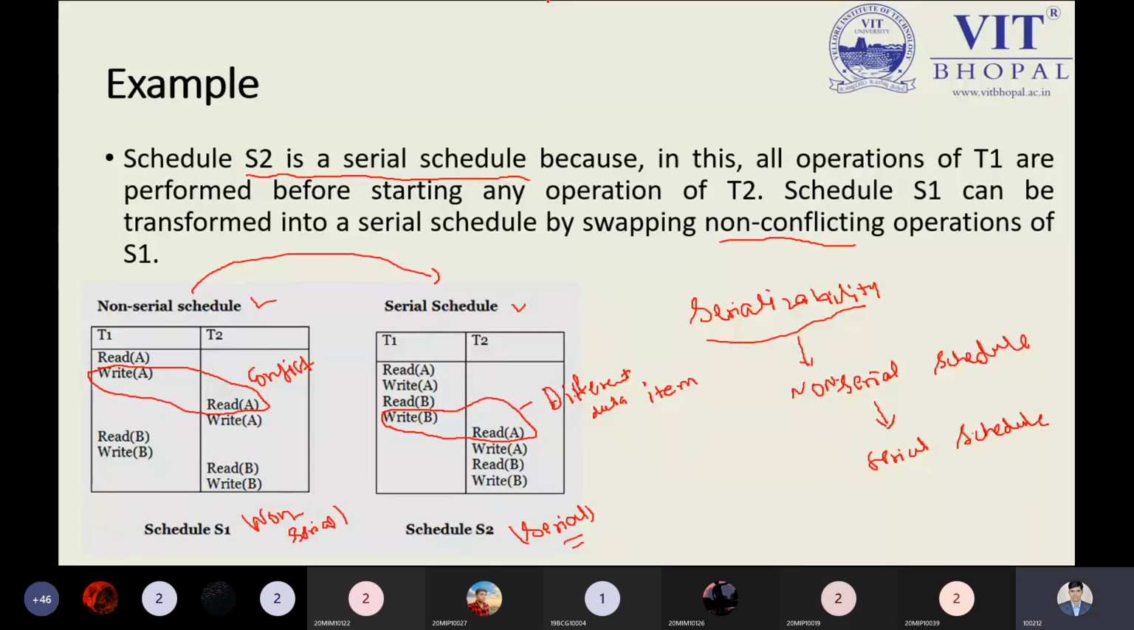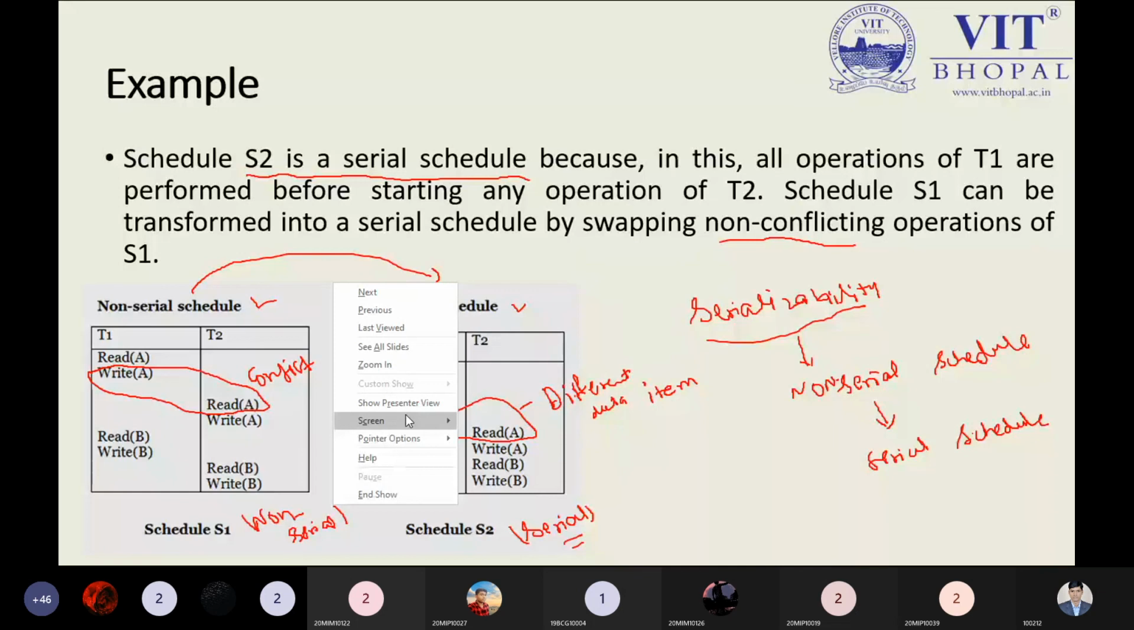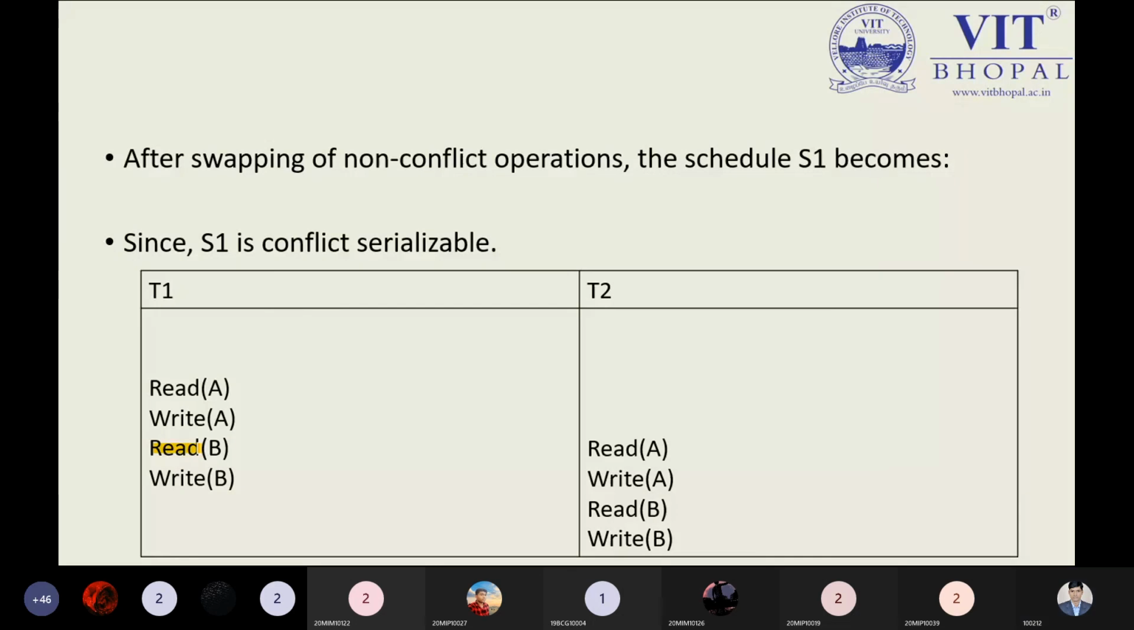Okay, I can highlight the point where we can swap. It's simple. If what I'm marking is wrong, just let me know right now. Look at read B and write A. Is it conflicting or non-conflicting? Non-conflicting. So can we swap? Yes, sir. So see, this is the swap.